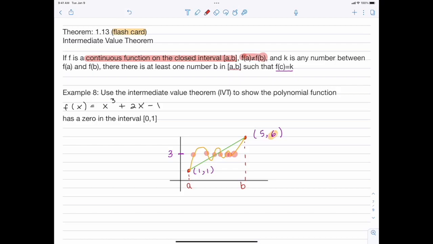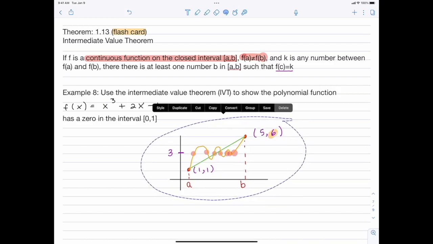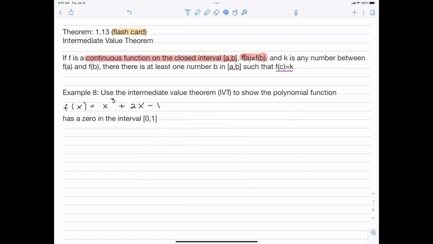So let's see how this works. Let's go and play with this in a real example, and hopefully this will clear things up. So the first thing we're going to do is look at example 8.